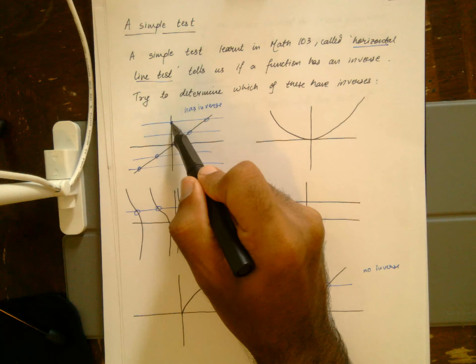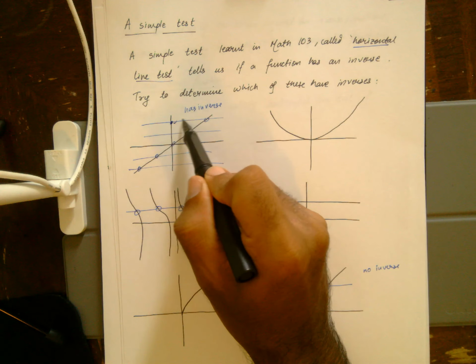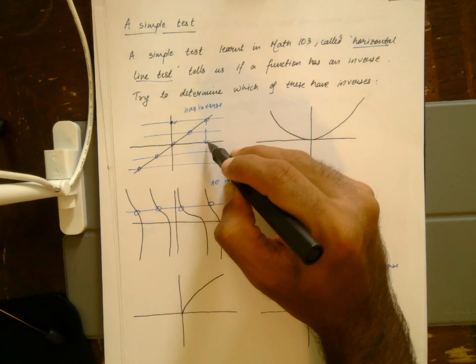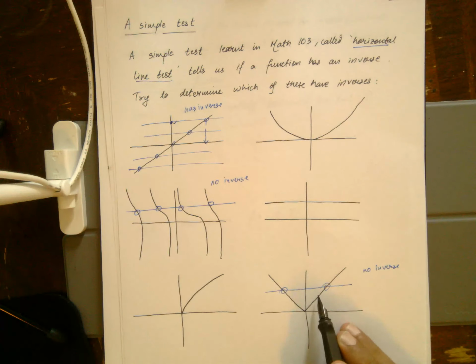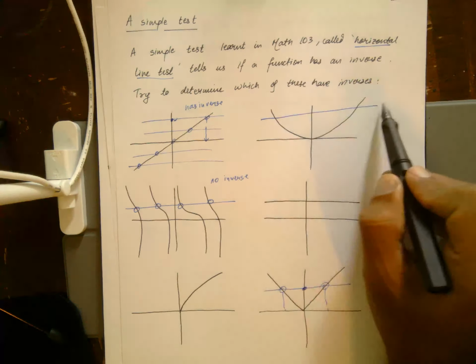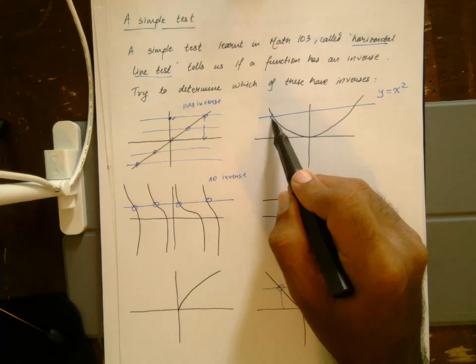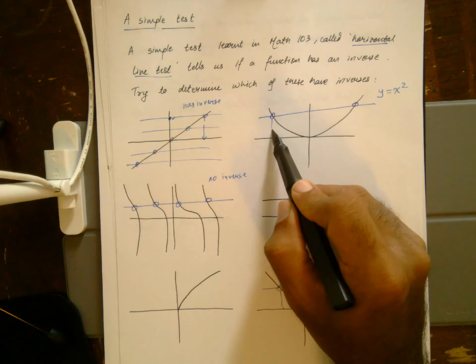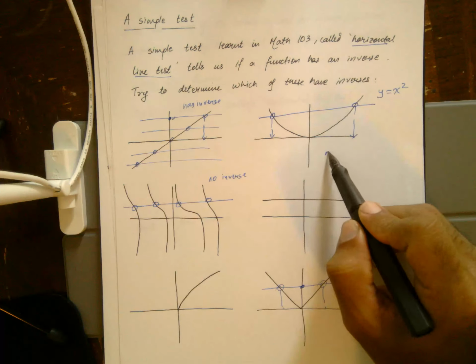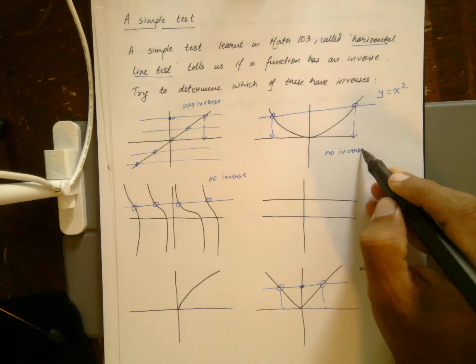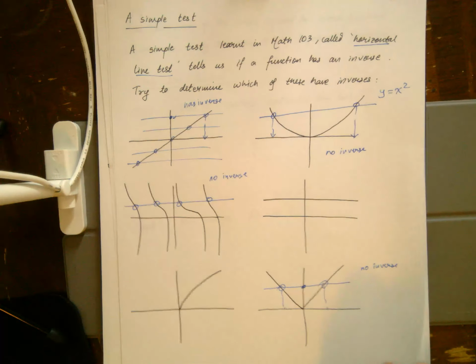So this says this function has an inverse because for every output I take the intersection point and I go down to the x-axis, that's my input. But for the ones that are not, if this is the output, there are 2 corresponding inputs. Similarly, this here is a parabola which is some form of y equals x squared, and as we saw before with the squaring function, the input is not unique, so it does not have an inverse. So this is a simple test.